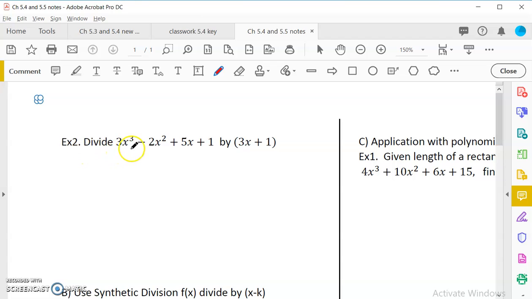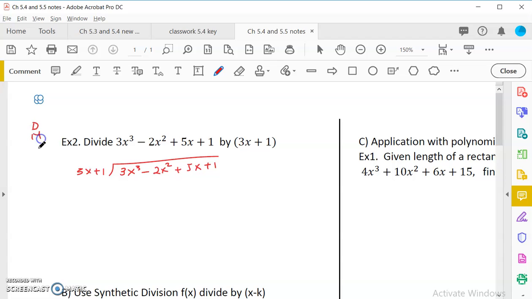I want to divide 3x cubed minus 2x squared plus 5x plus 1 by 3x plus 1. I want to show you what happens when you have a binomial that's not x plus something or x minus something, but like this. Do I have any missing terms? There are no missing terms, so I just copy the whole dividend inside, and I write 3x plus 1 outside.